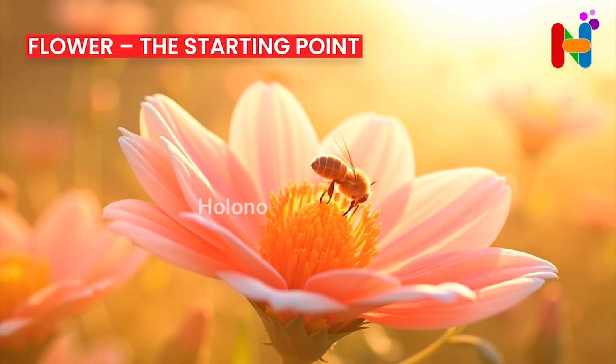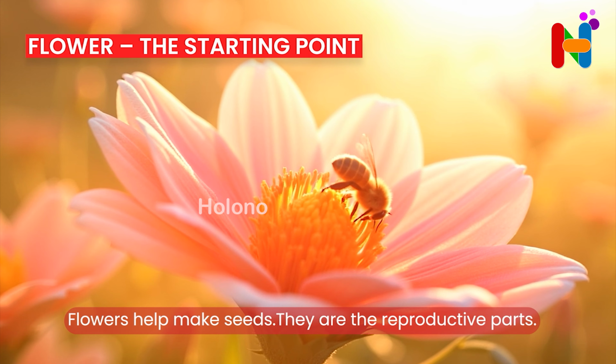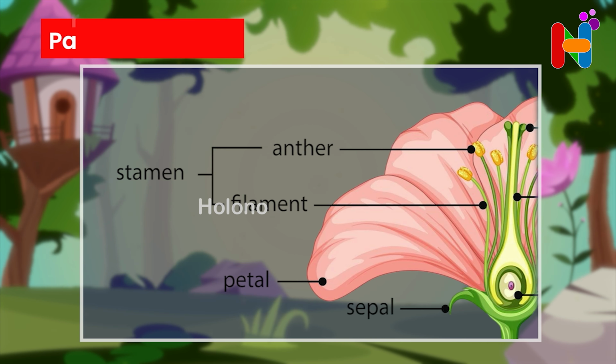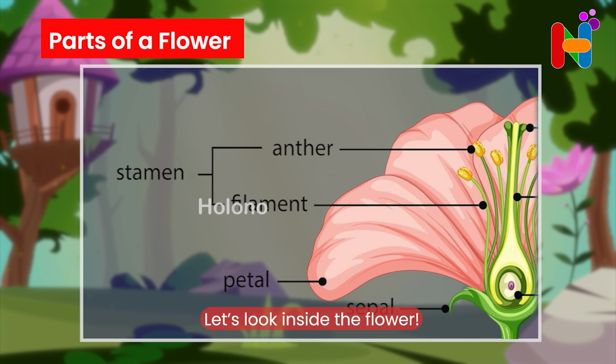Flower, the starting point. Flowers are the starting point of seed formation. They are the reproductive parts of a plant and help make seeds. Parts of a flower. Let's look inside the flower to see its parts. Each part has an important job in the seed formation.